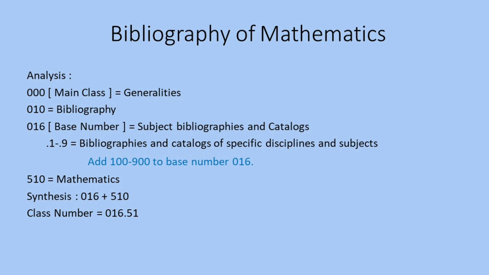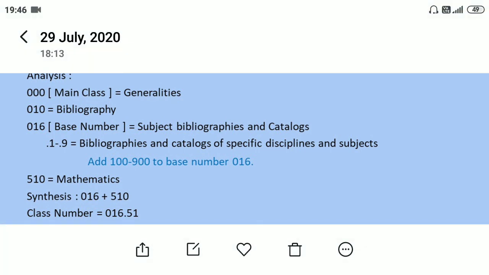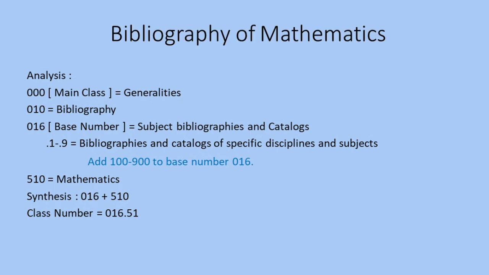The instruction is add 100-900 to base number 016. Our base number will be 016, and you can add the subject from here. Okay. Our subject is mathematics. So the synthesis will be 016 plus 510. 510 is for mathematics, and the class number will be 016.51. Here again I have not written the last digit 0.